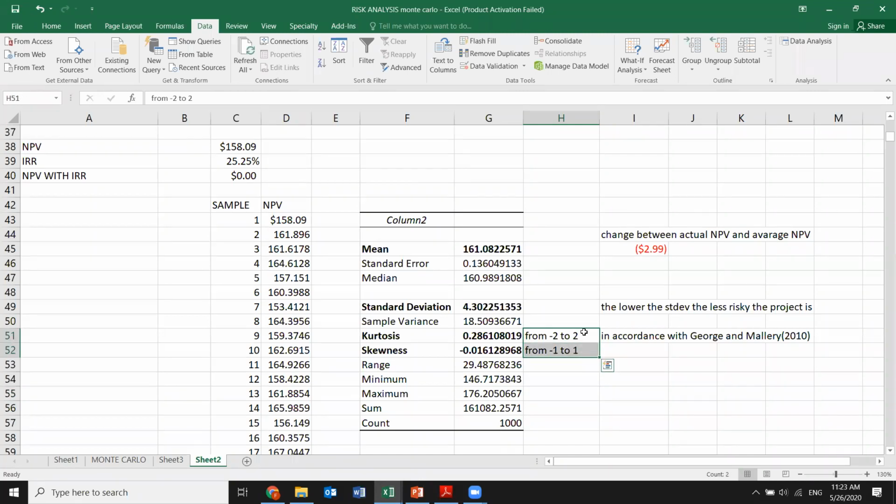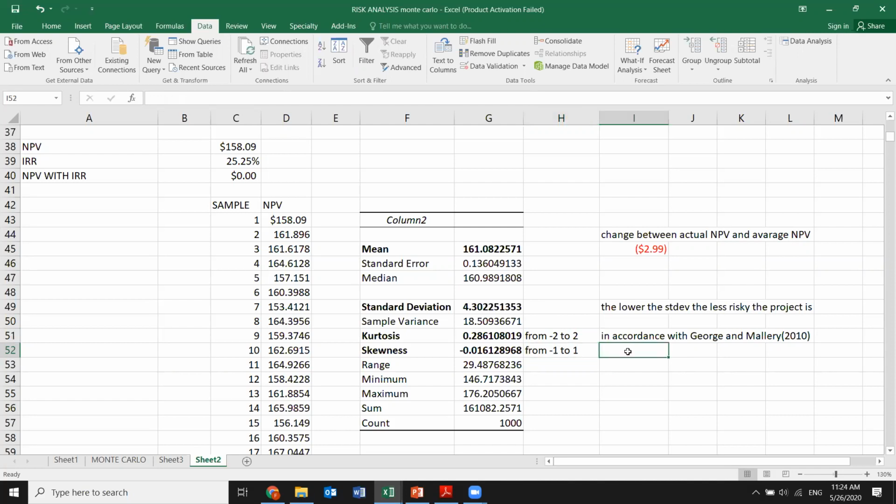Whenever you interpret, you should always refer to these guys, George and Mallory, because scientifically, in order to explain something, you should come up with a certain reference. Why did you say from -2 to 2 is the good range? Because George and Mallory did the research and came up with empirical results. They said that kurtosis and skewness for a project to be normally distributed and accepted are in these ranges, so these are the ranges we should take into consideration.